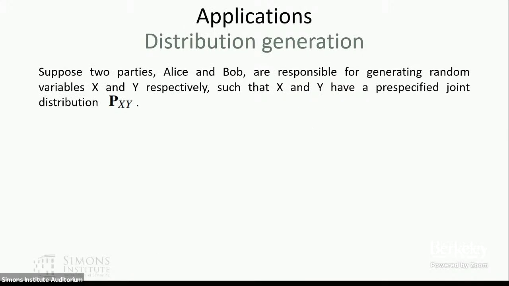Distribution generation is a problem that's studied in communication theory, and it goes as follows. Suppose that we have two parties, Alice and Bob, and they're responsible for generating random variables. Alice generates X, Bob generates Y, and they want to generate them in such a way that they have a pre-specified joint probability distribution. There are different ways in which they can generate it. And now, two different questions that people ask.